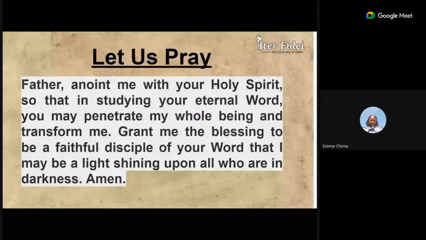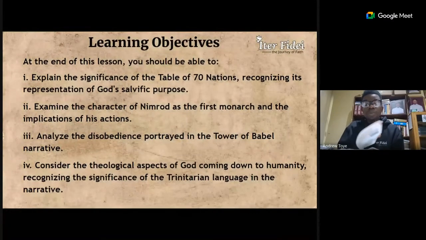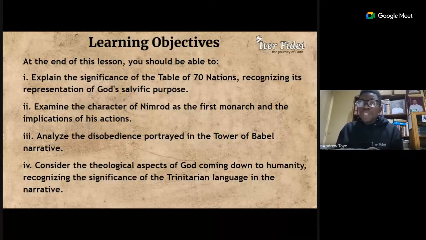Amen. So these are the learning objectives for today. At the end of this lesson, you should be able to explain the significance of the table of the nations. That's what chapter 10 is about. It's a genealogy table, and we call it the table of the nations. And you should recognize its significance as a connection to God's salvific purpose for the whole world. And you should be able to examine the character of Nimrod. There is a particular character in chapter 10 that we need to study. That's the most important person in that chapter. Nimrod is the first monarch, and the implication of his actions. His actions led to the Tower of Babel in chapter 11.